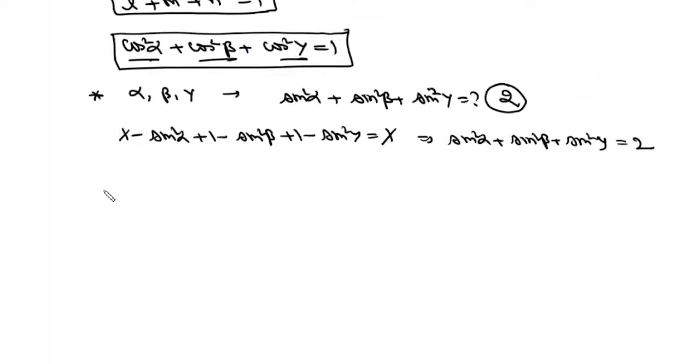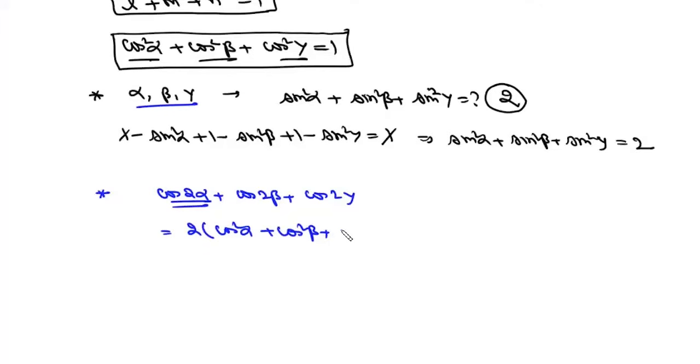Another question could be: if a line makes angles alpha, beta and gamma with the positive directions of the x, y and z axes, find the value of cos 2 alpha plus cos 2 beta plus cos 2 gamma. Now we know that cos 2 theta is 2 cos square theta minus 1. So we can write this as 2 times (cos square alpha plus cos square beta plus cos square gamma), and then minus 1 three times.